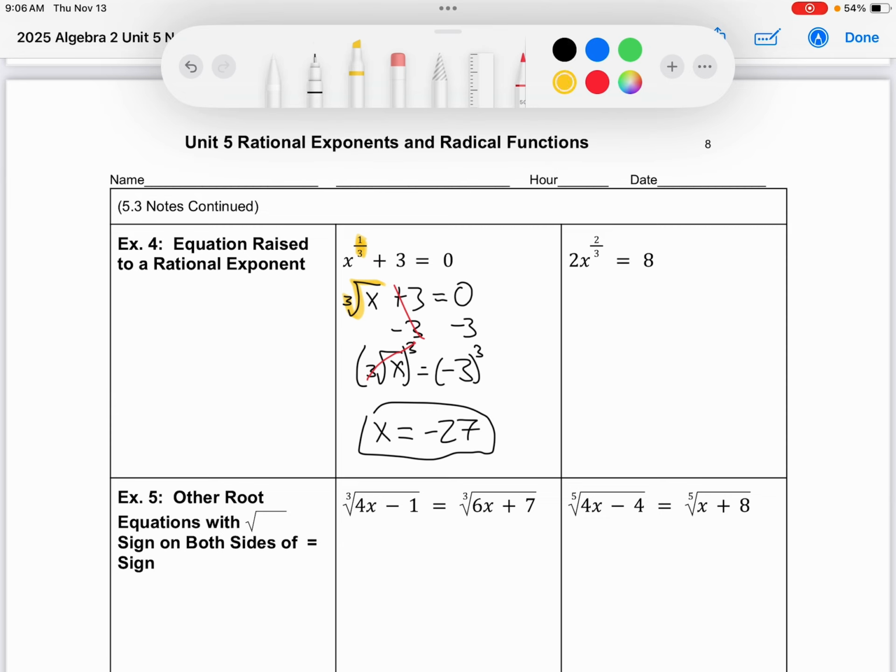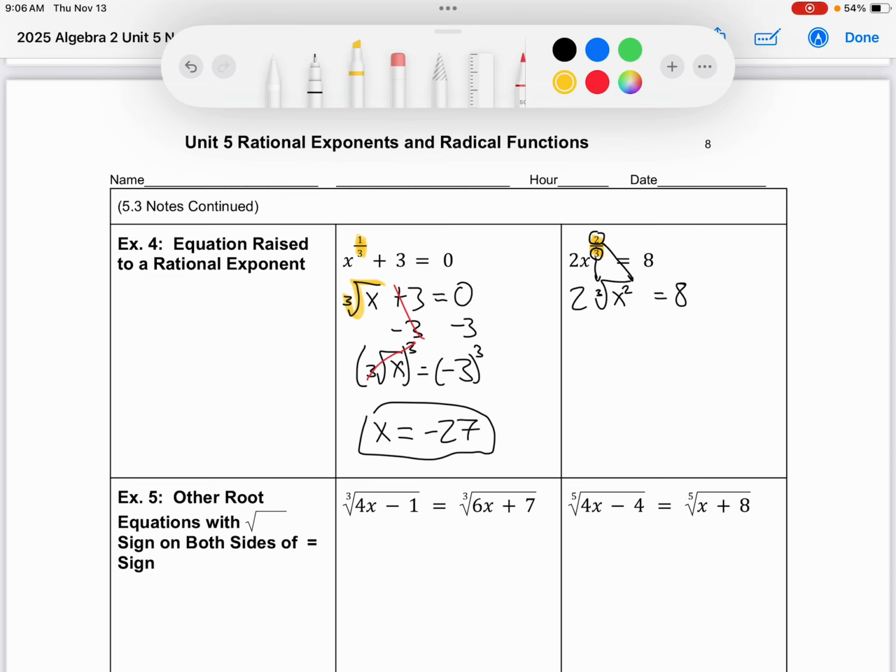For the next one, we have 2x to the power of 2/3 equals 8. Again, I'd probably start by rewriting that fraction as a radical. So this is going to give me 2, and then the third root of x squared. Because remember, the denominator of our fraction tells me the root, and the numerator of a fraction tells me the power. So it's going to be the third root of x squared is equal to 8.